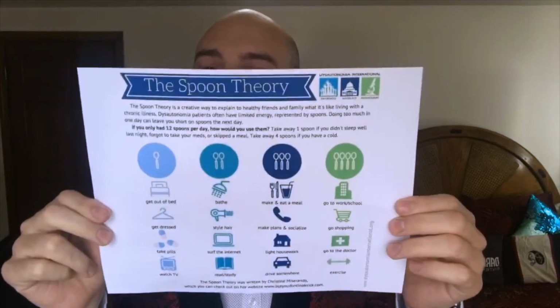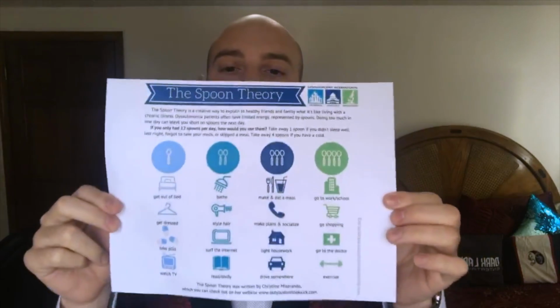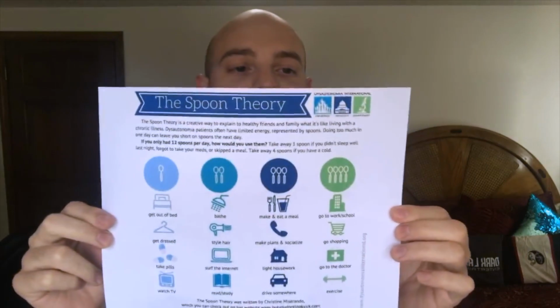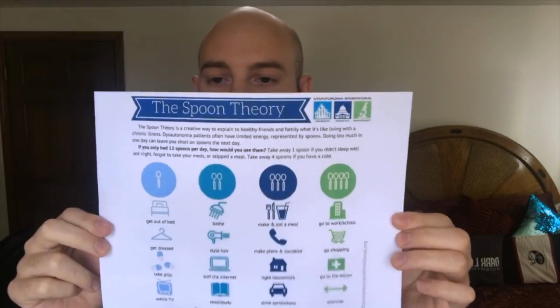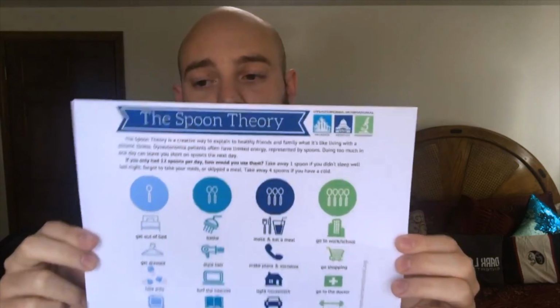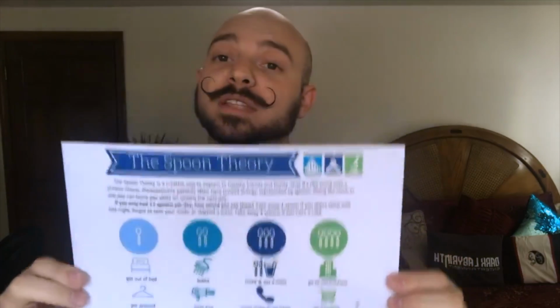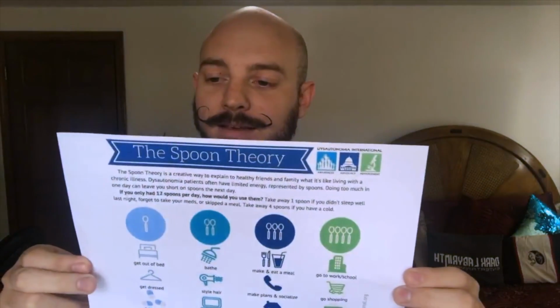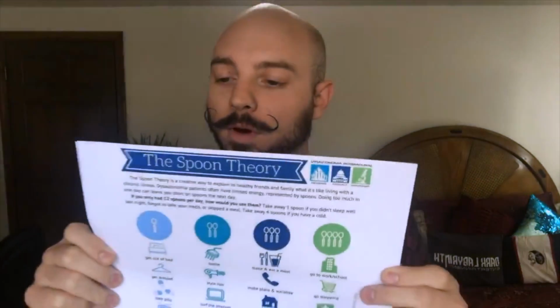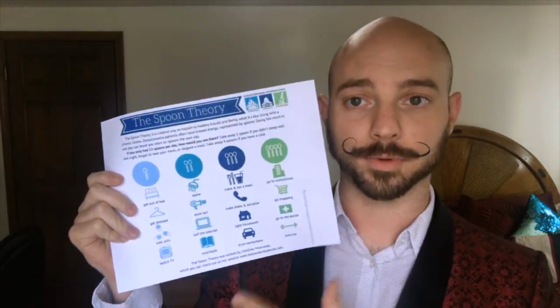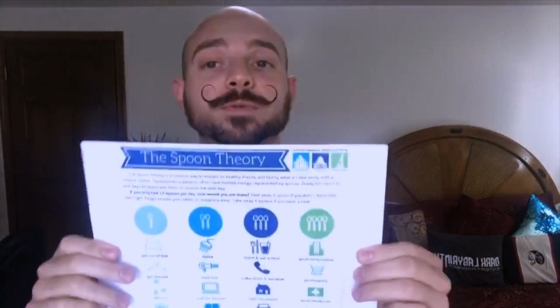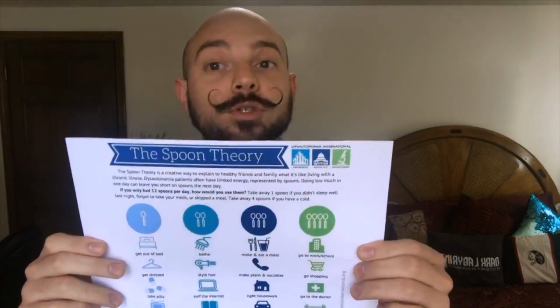The spoon theory is a creative way to explain to healthy friends and family what it's like living with a chronic illness. Patients have limited energy, represented by spoons, and doing too much in one day can leave you short on spoons the next day. And so this is intended for people that have chronic illness and how difficult it is for them to get through a day. And it says here, if you only had 12 spoons per day, how would you use them?